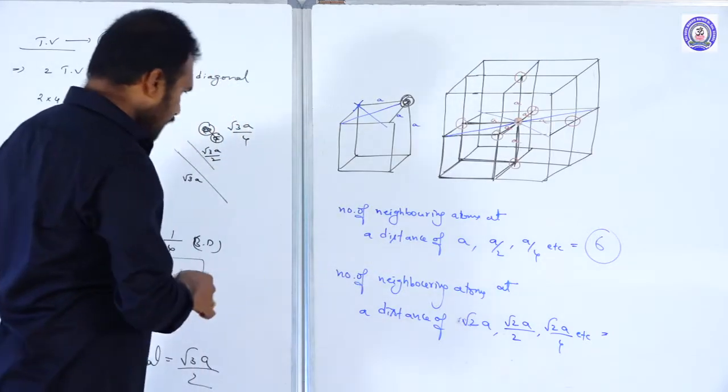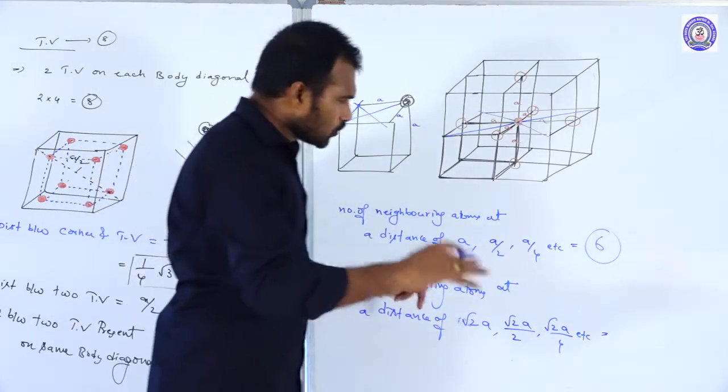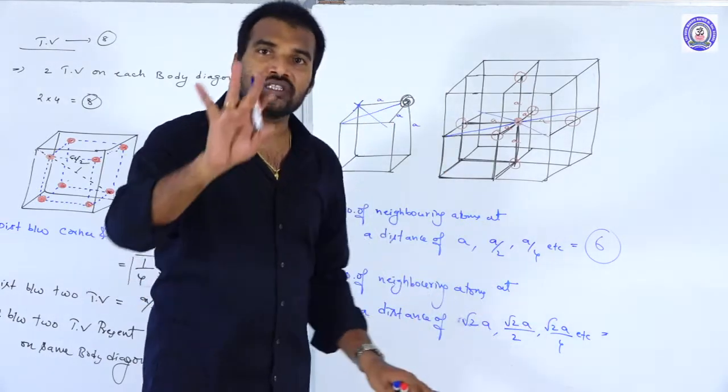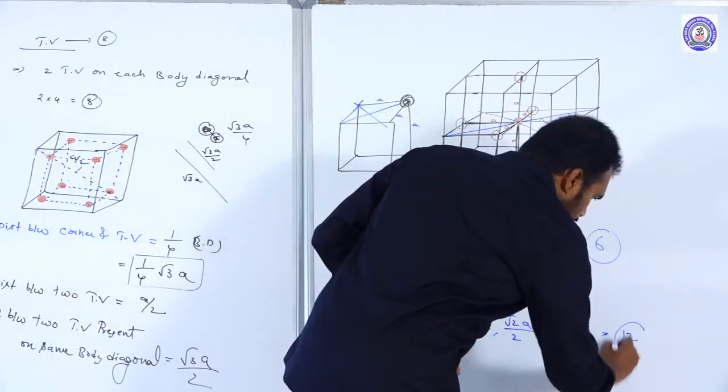Clear? So now the number of nearest neighboring atoms at a distance of root 2A is how much? So 4 on each plane. Total 3 planes. 3 4s are 12. So that is equal to 12.